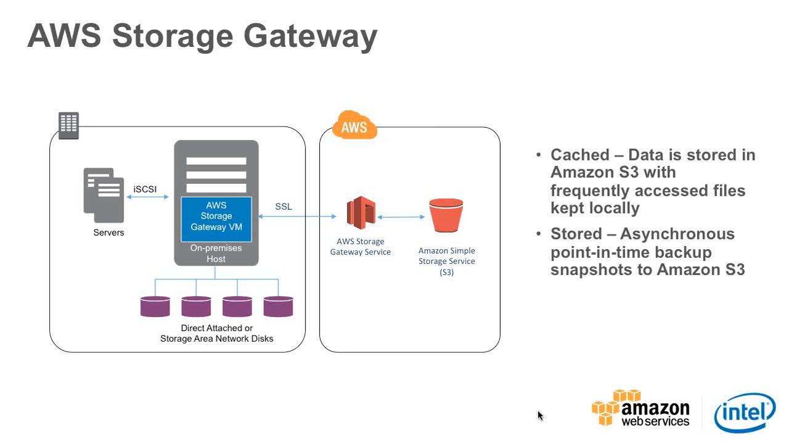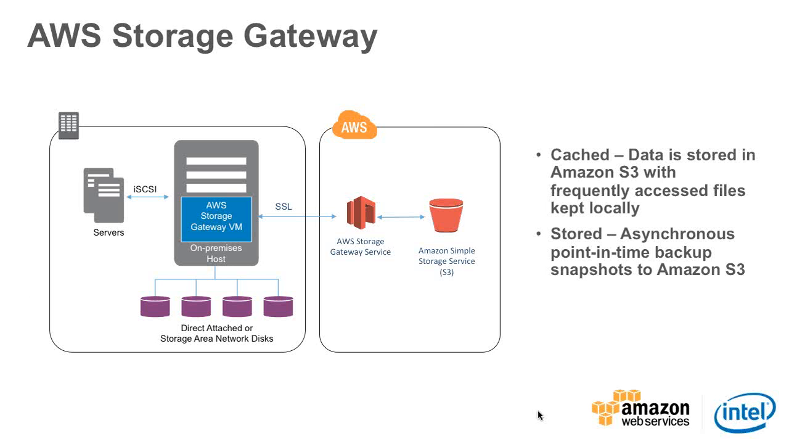Sometimes you want to opt, though, for a scenario where you only see S3 as your backup storage. As such, you opt for the stored volumes. This is an asynchronous point-in-time backup of snapshots back to S3. So whatever data you write from your service onto your on-premise host that contains the AWS Storage Gateway virtual machine, data is stored locally, but a copy will be transferred in the background into the Amazon Simple Storage Service using our AWS Storage Gateway service.